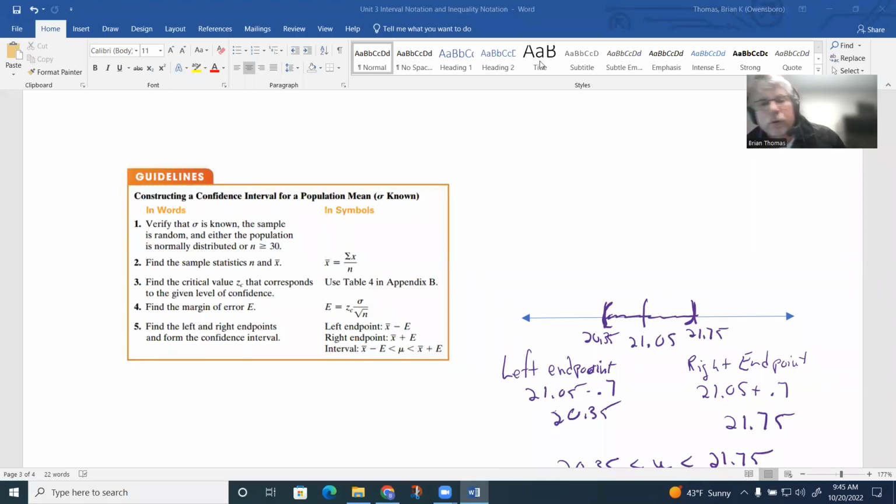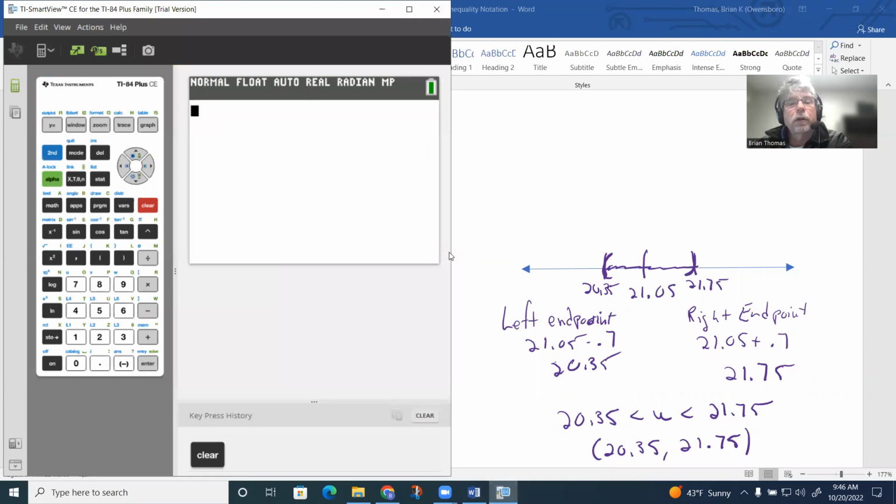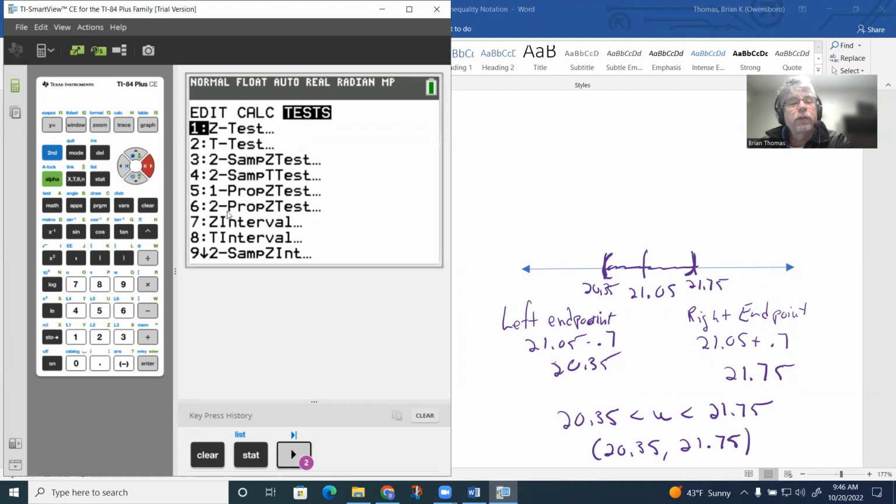So another thing we can do with constructing a confidence interval is actually use our graphing calculator. So let me see if we can model that here at this time. I'll see if I can pull up my calculator. So looking at the calculator, if we go to stat, and if we go over here to where it says test, number 7 is the C interval. So it does a confidence interval with respect to Z, I take it.